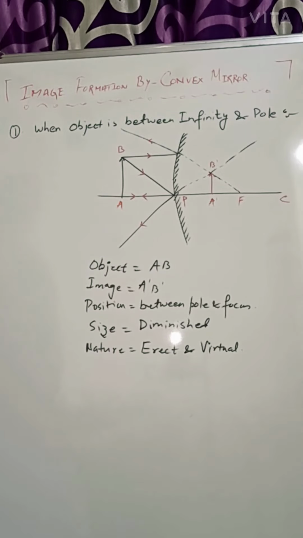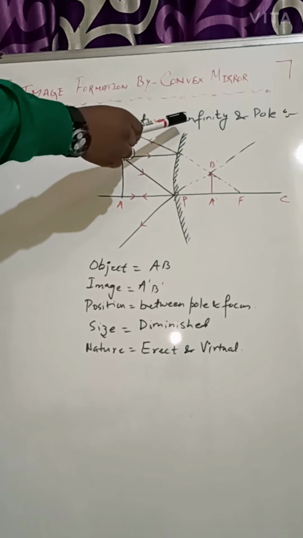So today we will study image formation by a convex mirror. In the last video we covered the topic of image formation by a concave mirror. Now this is image formation by a convex mirror. The first case is when the object is between infinity and pole.